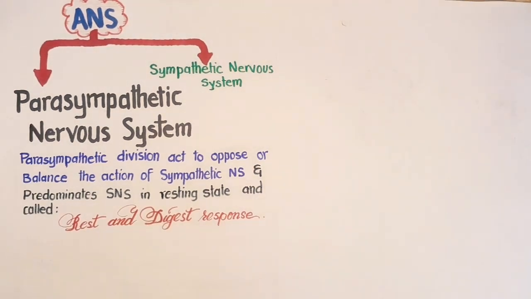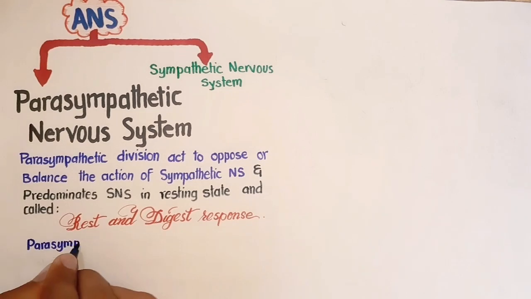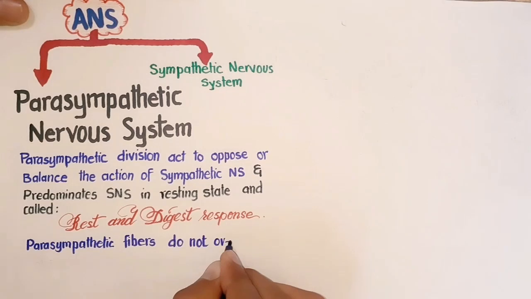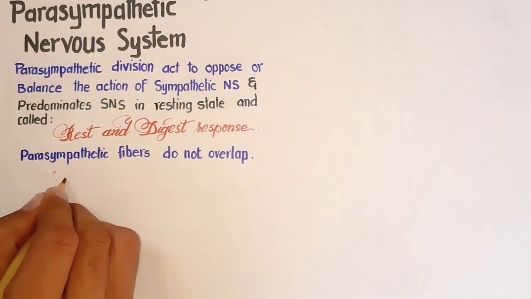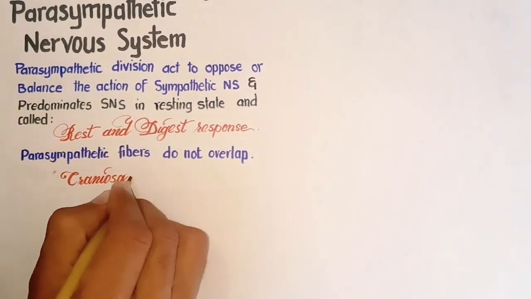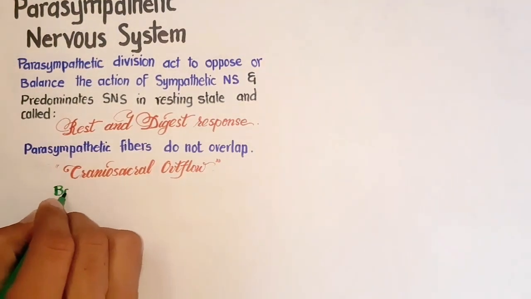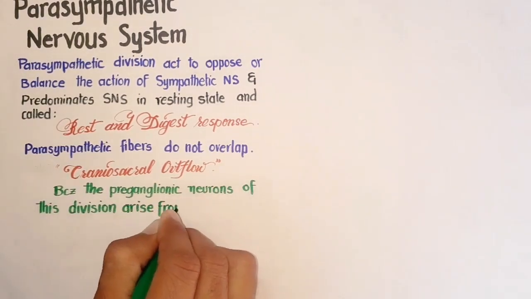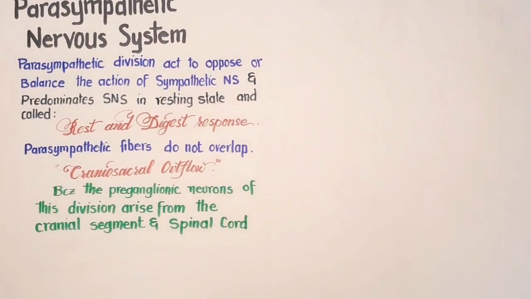Unlike the sympathetic division, about which we have discussed in the previous lecture, the parasympathetic fibers do not overlap with each other and mostly innervate specific organs separately. Besides, the parasympathetic division is also called craniosacral outflow because the preganglionic nerves of this division arise from the cranial segment, which is the brain stem, and from the sacral segments of the spinal cord.